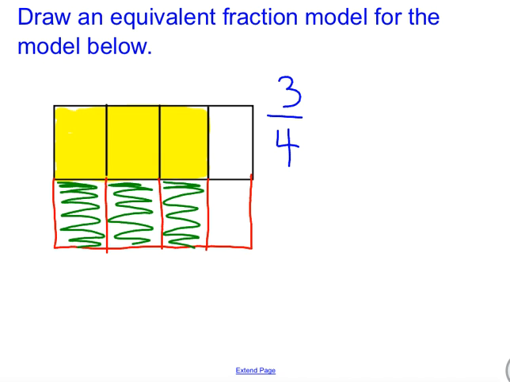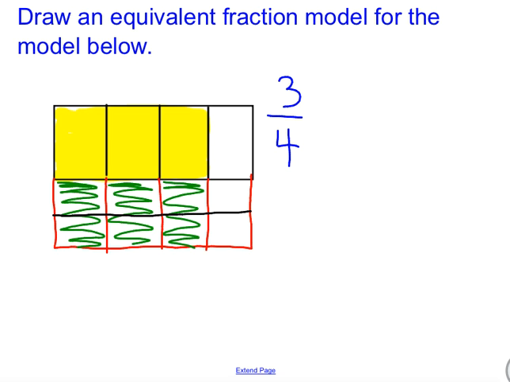So now that I have this cloned example, I have to think of a way that I can make an equivalent fraction from this model. So what I can do is I can cut this in half.